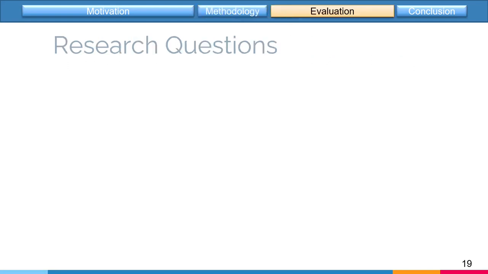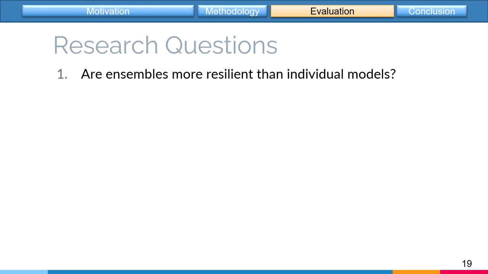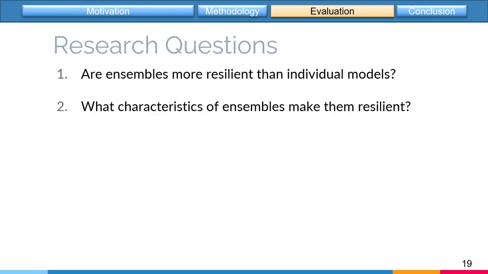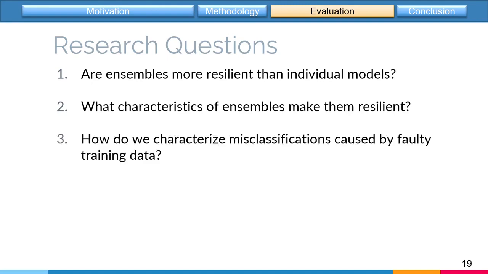Our experiments aim to answer the following questions. Are ensembles more resilient than individual models? Here, resilience means resilience to training data faults. And if so, what characteristics of ensembles make them resilient? And finally, how do we characterize misclassifications caused by faulty training data?